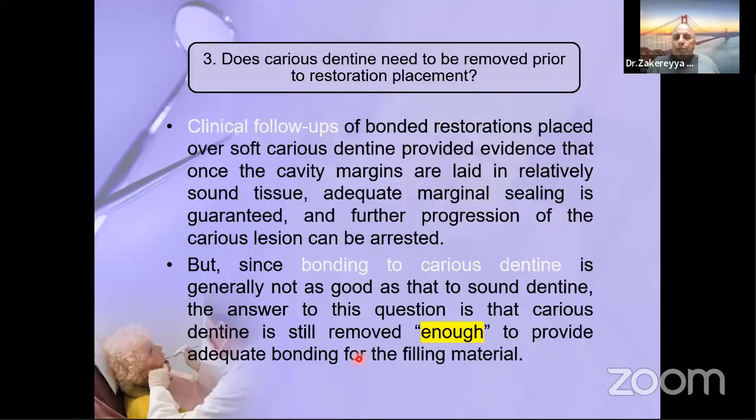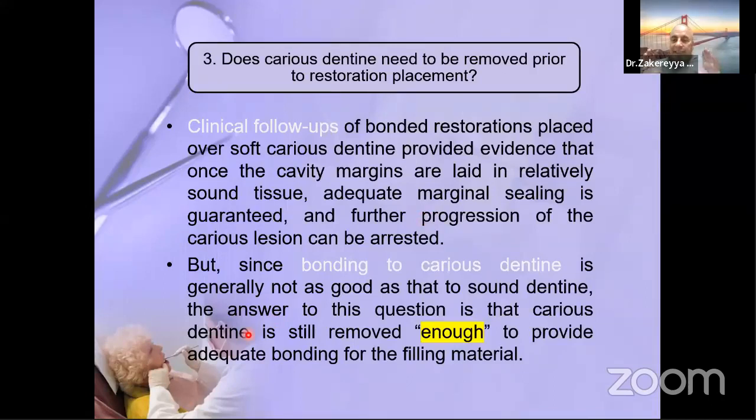Does caries dentin need to be removed prior to restoration placement? Now look, clinical follow-ups of bonded restorations placed over soft dentin provided evidence that once the cavity margins are laid in relatively sound tissue, adequate margin sealing is guaranteed. You have to have a good seal: no fluids, no sugar, no carbohydrates should go in between your composite and the tooth tissue into the caries lesion. If you achieve this good seal, further progression of the caries lesion can be arrested. Okay? No further progression, and the caries lesion can be arrested.